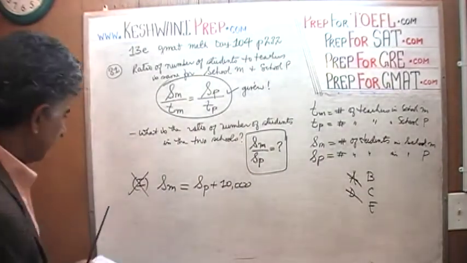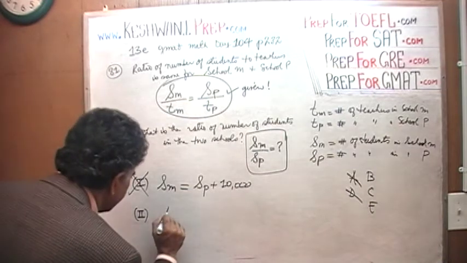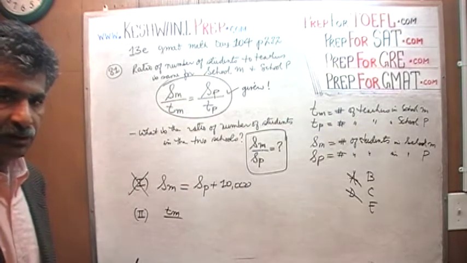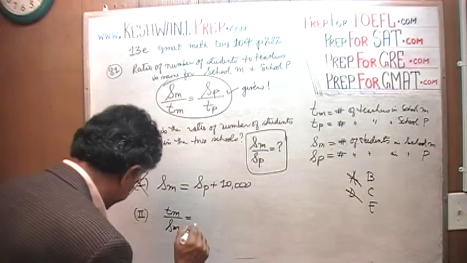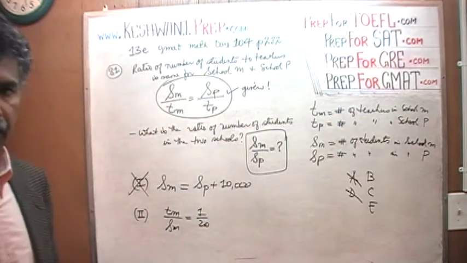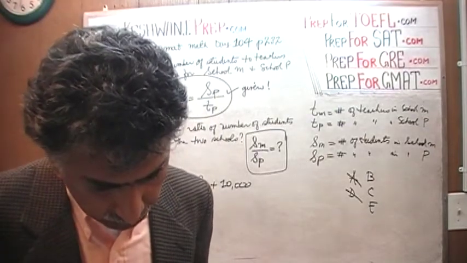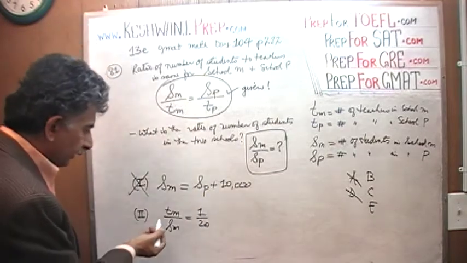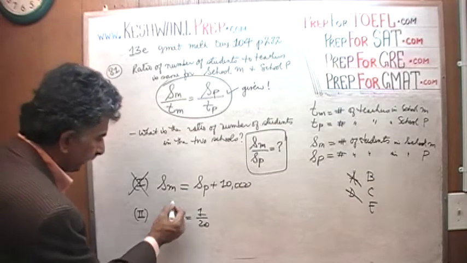In the second statement they tell us the ratio of teachers to students in school M is 1 to 20. In other words, there are 20 students for every teacher in school M. Let's see how they phrase it. The ratio of number of teachers to the number of students in school M is 1 to 20. This is what they're telling us.